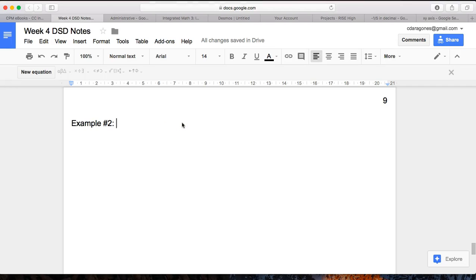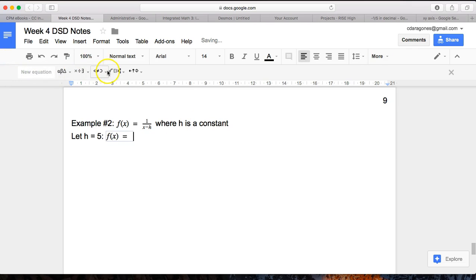Okay, so in this part of the challenge, we are going to do another example of this function. Remember, we are examining the function f of x equals 1 over x minus h, where h is a constant. In this example, we're going to let h equal 5. So our function becomes f of x equals 1 over x minus 5.